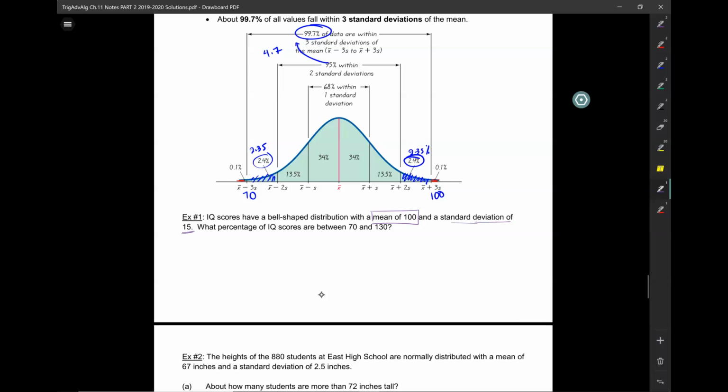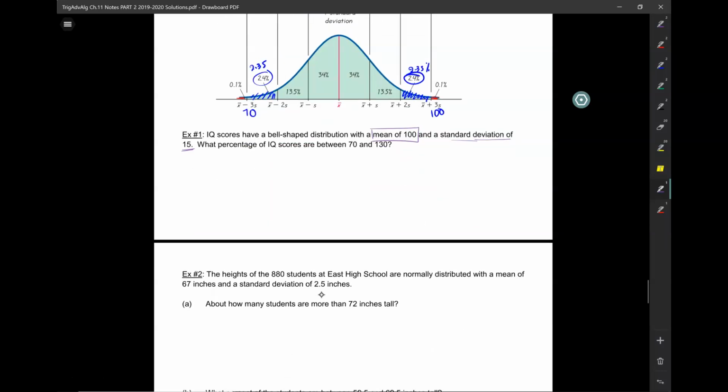Okay, so the first thing you're going to do is draw this distribution. Always. You're always going to sketch this distribution. And it's not that tough to sketch. Apparently for me, the toughest part is to draw a straight horizontal line. There you go. That's the axis. You draw a bell-shaped curve as best as you can. In the middle here, you put the mean. It's 100. And it says there is a standard deviation of 15.